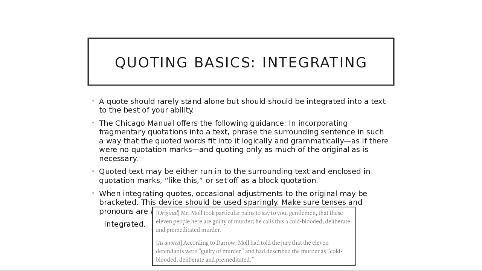So again, a general guide for effective quoting. Sometimes when you're integrating quotes into your writing, you may make occasional adjustments to the original. And so when you're choosing the quotes you want to work into your writing, try to find out what's the most important piece of this. Why am I quoting this? What is it about this that's important? And try to integrate that rather than simply take it and plop it into your writing. So that's a general guide for thinking about quoting.